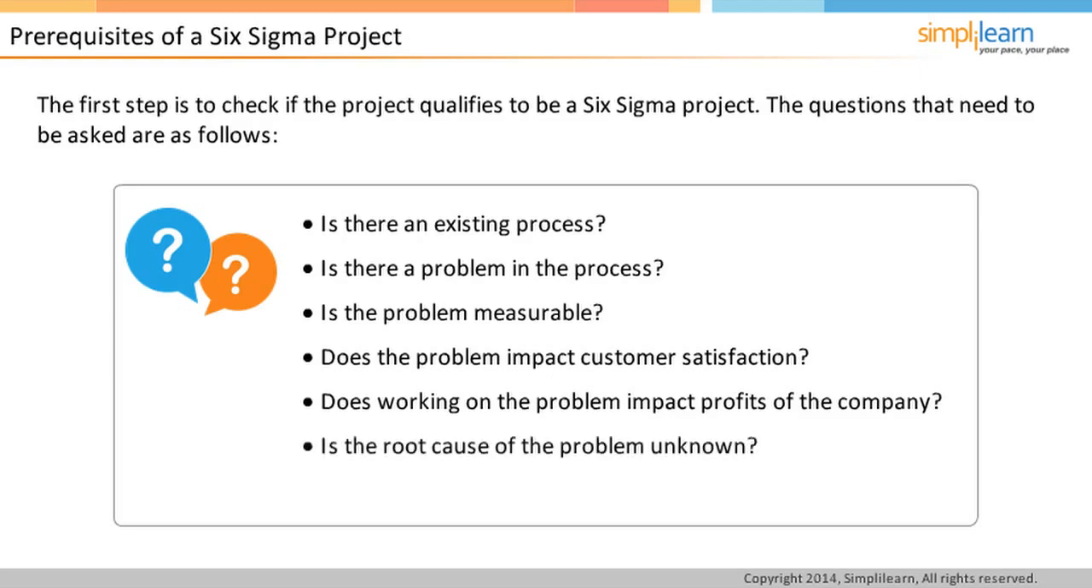Is the root cause of the problem unknown? If the root cause of the problem is visible, then a Six Sigma project is not required. Other problem-solving techniques can be used in this case. Is the solution unknown? If the solution to the problem is already known, then there is no need for any project. The company can directly implement the solution. The define phase of DMAIC will be introduced in the next screen.